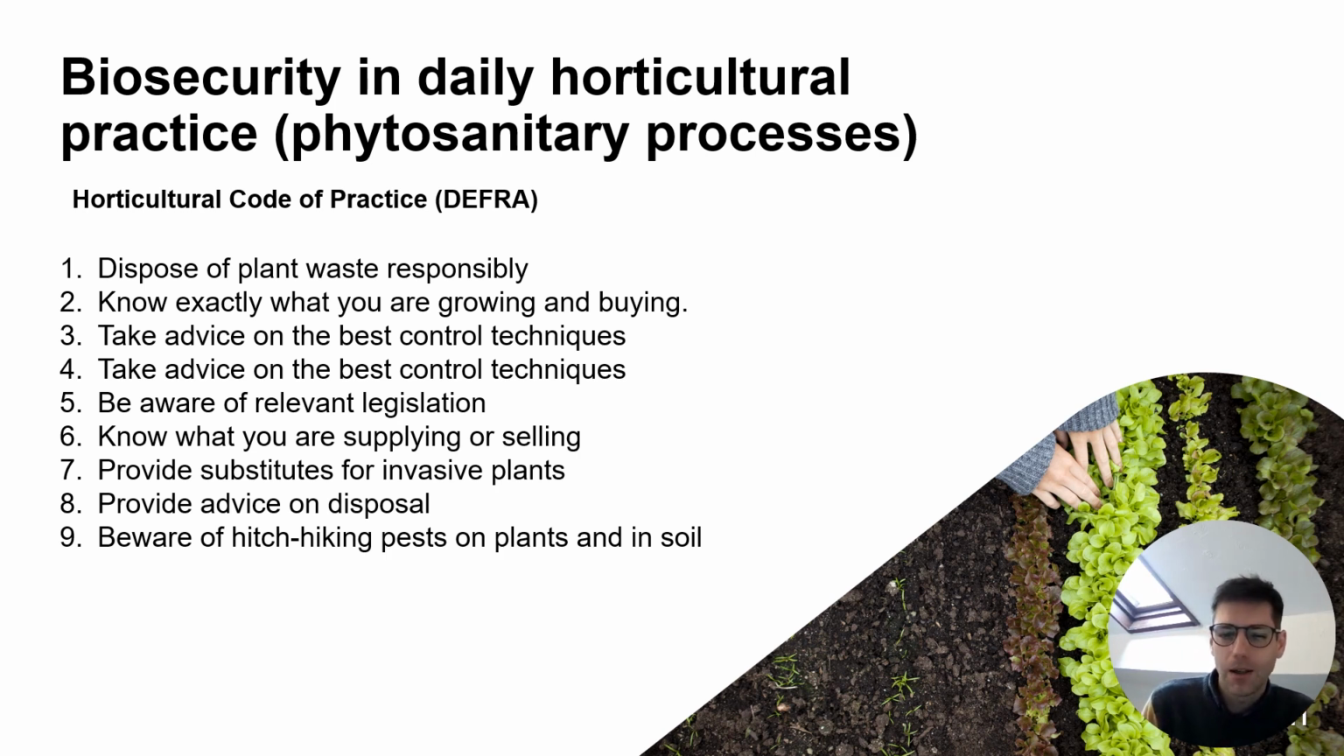So number 3, take advice on the best control techniques. Invasive species can be difficult to control, but timely actions such as deadheading after flowering for species like Buddleia, which spread by seed, will reduce the scale of the problem. So it's up to you as a horticulturist to really know what you're dealing with. Does it spread by seed? Does it spread by roots? And deal with that plant accordingly. And that will reduce the scale of the problem.